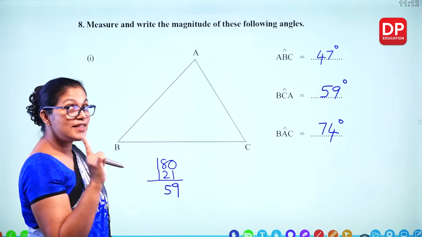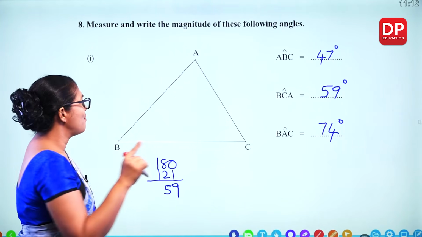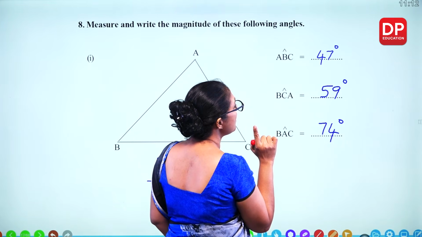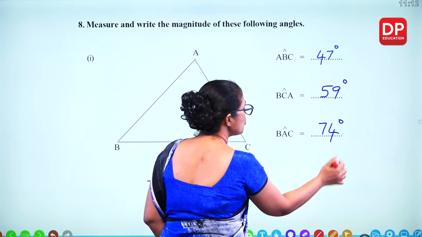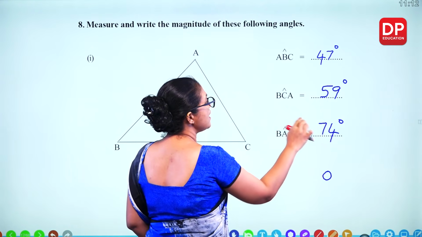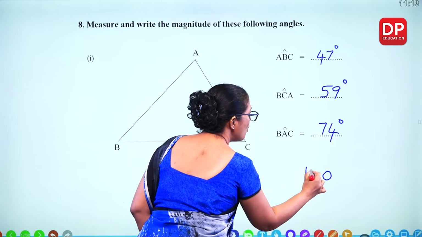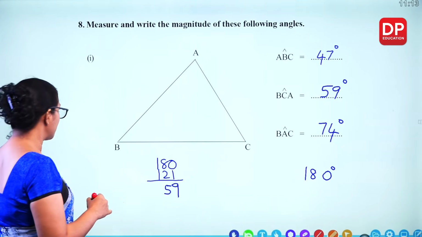Now you can check whether these are correct and then see whether you get 180, because this is a triangle. Angle sum of a triangle is 180. 47 plus 74 is 121, plus 59 is 180. So that's correct.